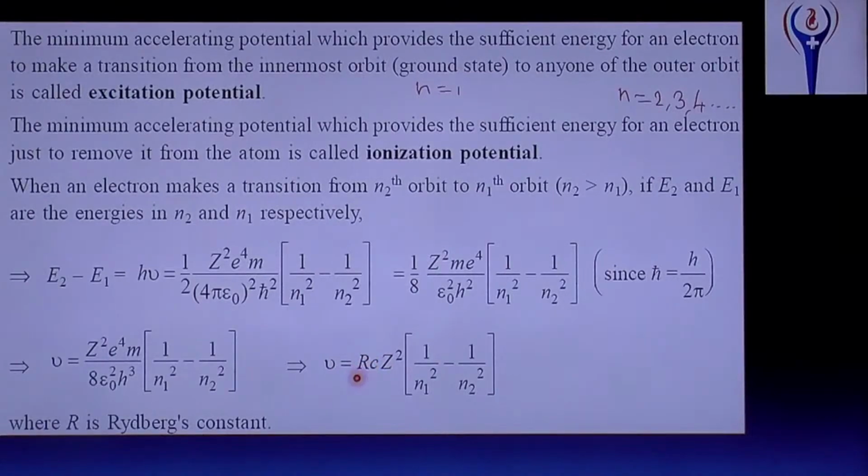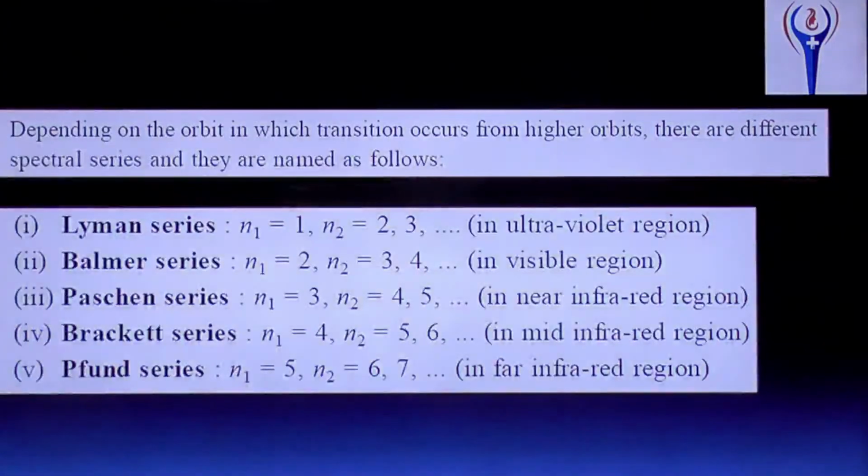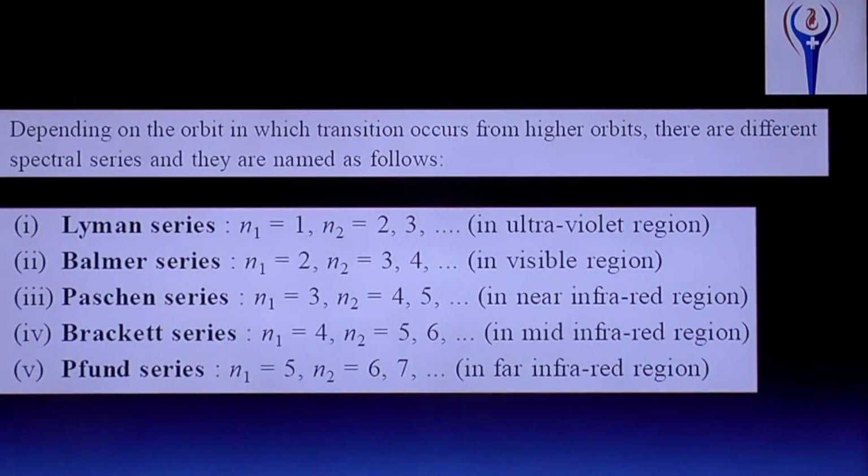Nu equal to c by lambda. If you substitute nu equal to c by lambda, then c by lambda, with c getting cancelled, gives 1 by lambda equal to R into Z square into 1 by n1 square minus 1 by n2 square. From that only, different spectral series of hydrogen atom, that is Lyman series, Balmer series and others, will be discussed. Depending on the orbit in which transition occurs from higher orbits, there are different spectral series.